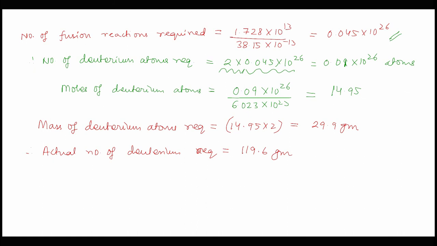So what we have done is we have selected a particular number, say x, and then 25% of that weight is equal to 29.9. So we have obtained 119.6 gram. This is the final answer for this particular problem, where it is asking us for the actual number of deuterium required. Let us move to the next problem.